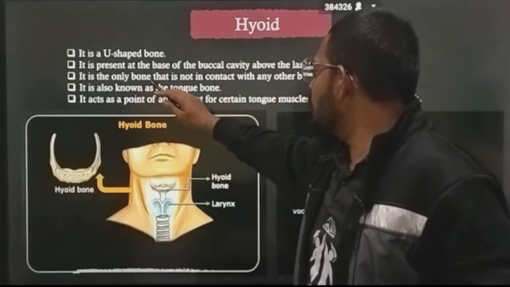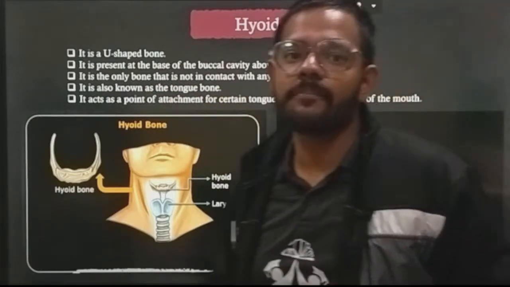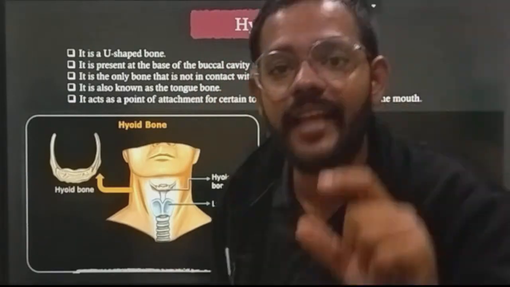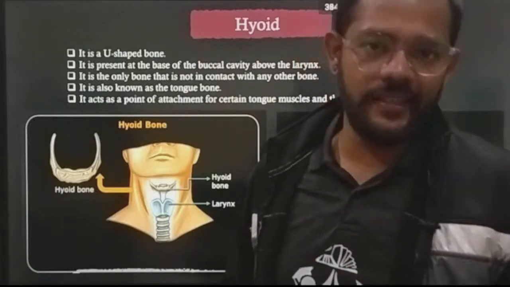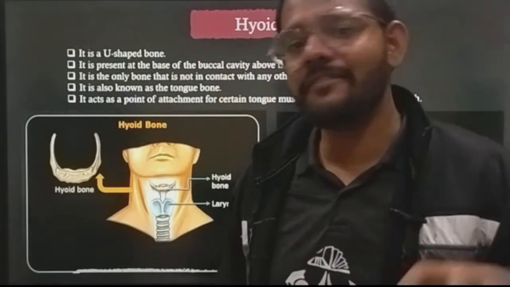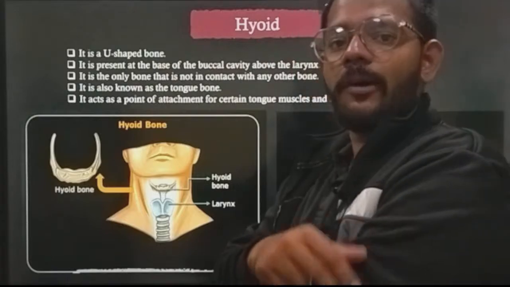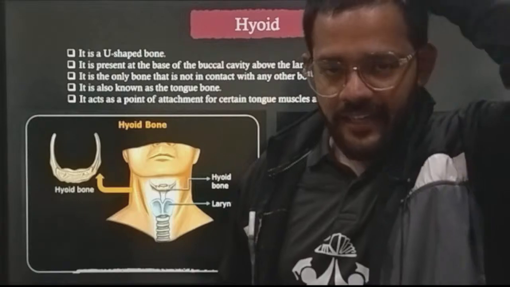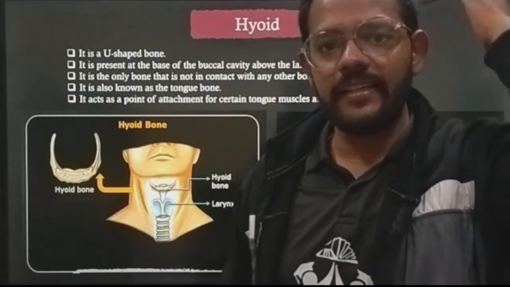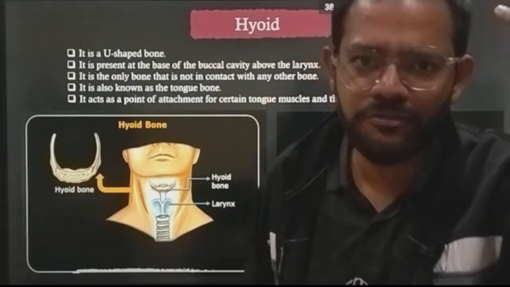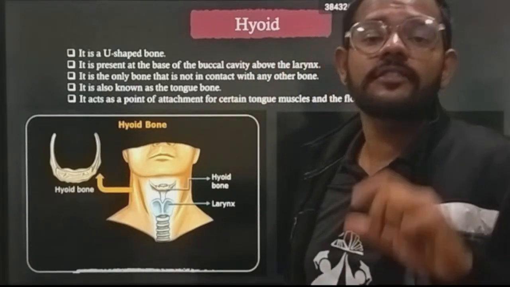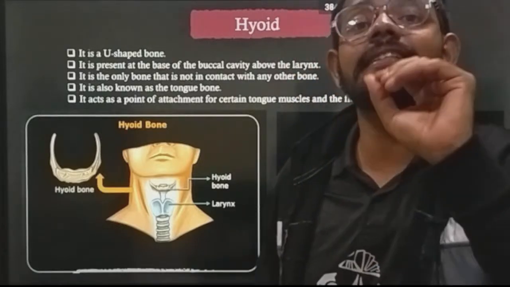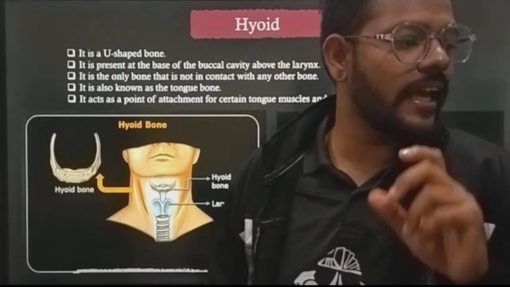It is the only bone that is not in contact with any other bone. That is the special feature of the hyoid bone. Every other bone in your body has a connection with others. The humerus, radius and ulna are connected to each other, forming a joint. The parietal, frontal and zygomatic bones are joined to each other by sutures. But the hyoid bone does not have any attachment with other bones; it is freely present inside your skeletal system.